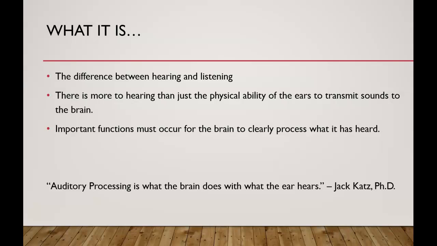And so there are important functions that must occur for the brain to clearly process what is heard. If you remember back to your anatomy and physiology, probably early in your undergrad years, you may have learned about the central auditory nervous system and how sound is relayed from the peripheral ear up to the brain. Okay, so that's the physiologic process. And then listening is what happens when the brain figures out what it heard.